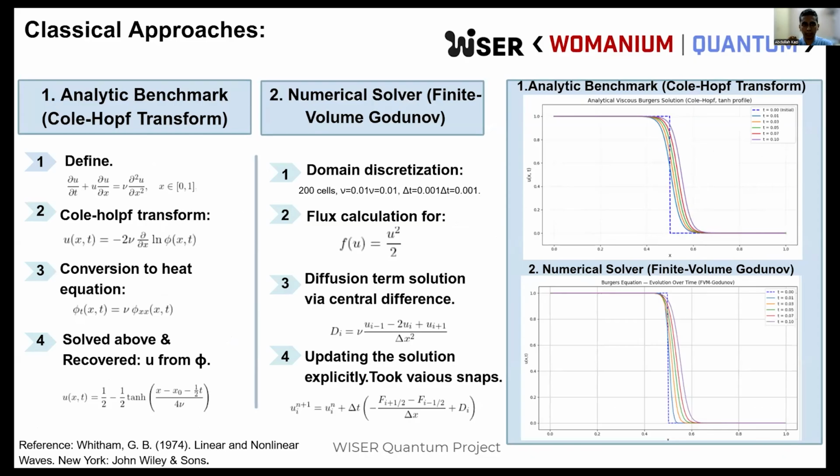When we talk about classical approaches, when we are benchmarking, we have to choose the right classical solver. If we compare against weak baselines, then quantum advantage is meaningless. That's why we rely on two of the most trusted approaches in CFD. The first one is the analytical benchmark, which is the exact analytical solution through the Cole-Hopf transform, which was introduced by Gerald Whitham in his book. And the second method that we used was the finite volume Godunov solver. It is widely used because it can handle shocks and non-linear behavior very reliably.